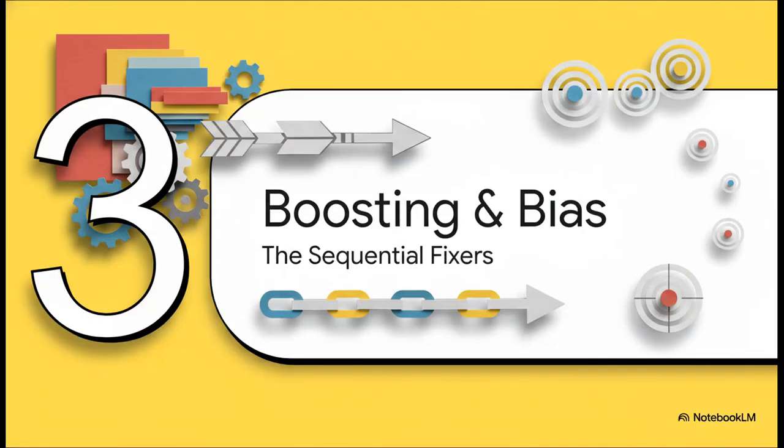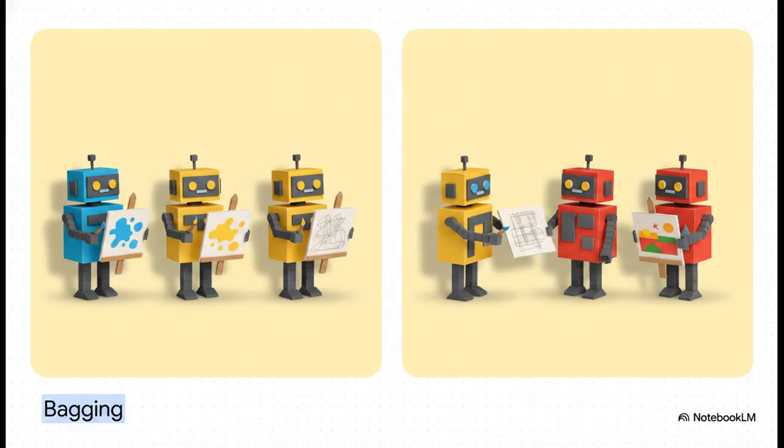All right, Section 3, boosting and bias. Meet the sequential fixers. If bagging was all about calming down overreactive models, this next squad takes the exact opposite approach. We're shifting our focus from variance to bias and from parallel teamwork to a strict sequential chain of command. And this brilliantly illustrates the fundamental difference in architecture here. With bagging, it works in parallel. It targets high variance, and it relies heavily on random subsets.